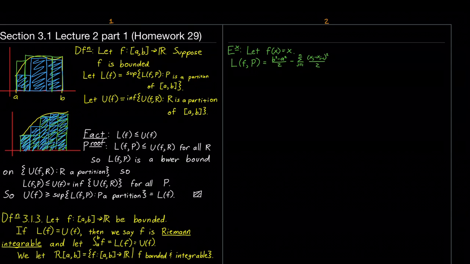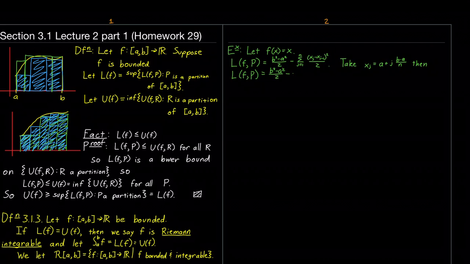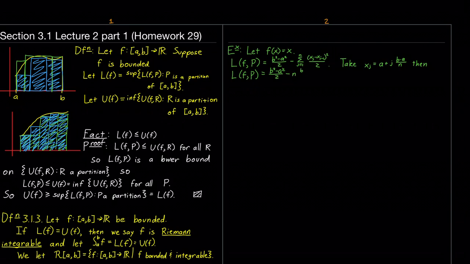And notice, if we take xj to be a plus j times (b minus a) over n, then the lower sum of f over P is (b squared minus a squared) over 2 minus... there are n terms and they're all of size ((b minus a) over n) quantity squared over 2.